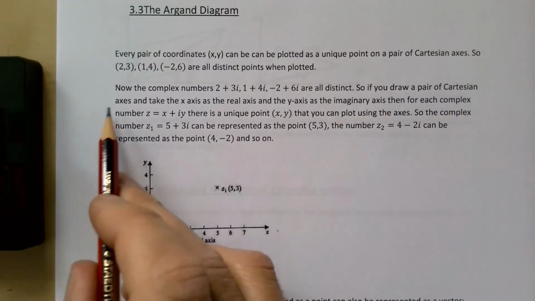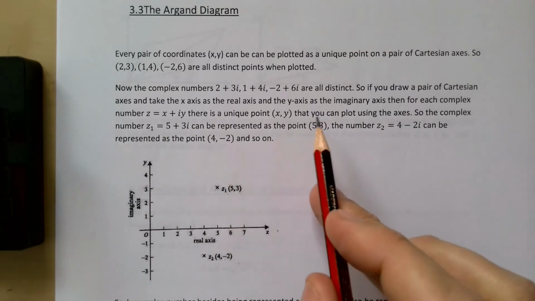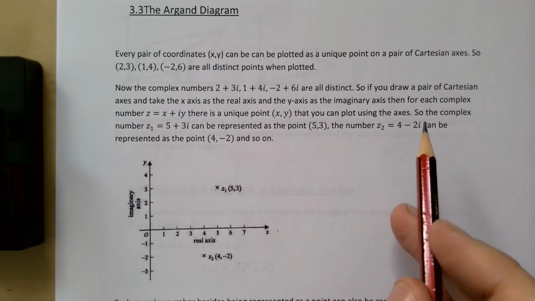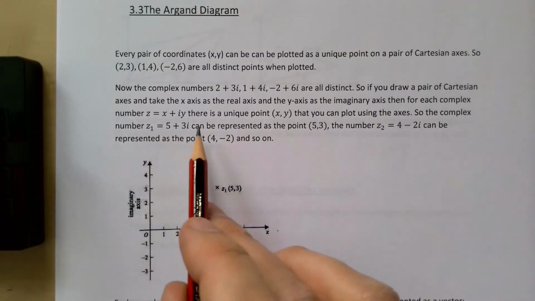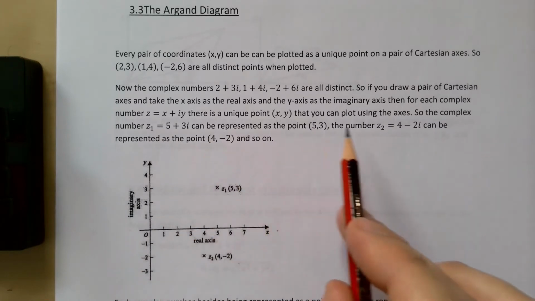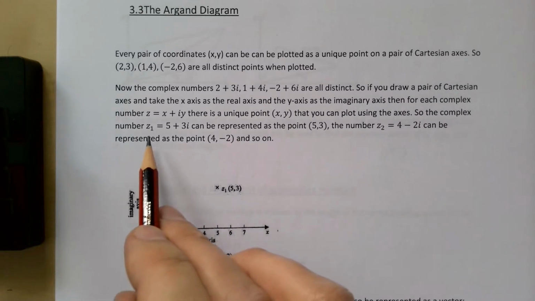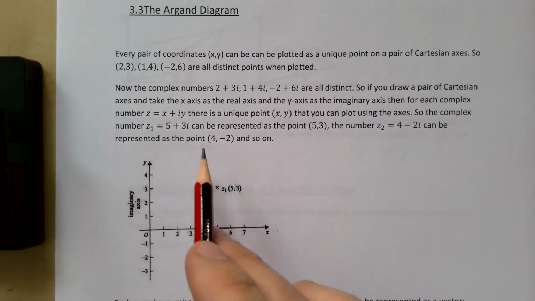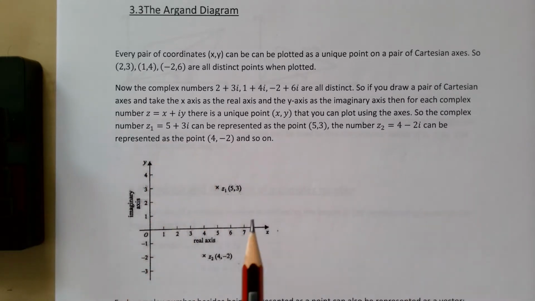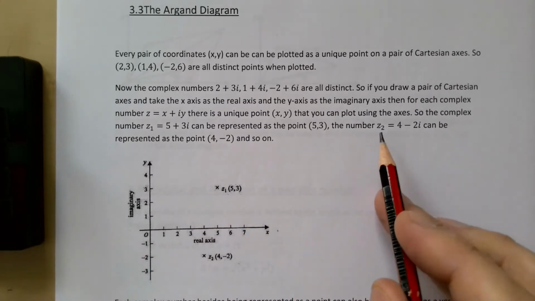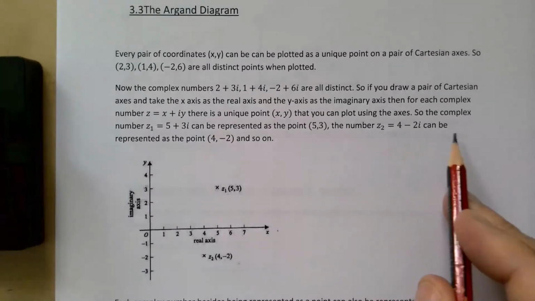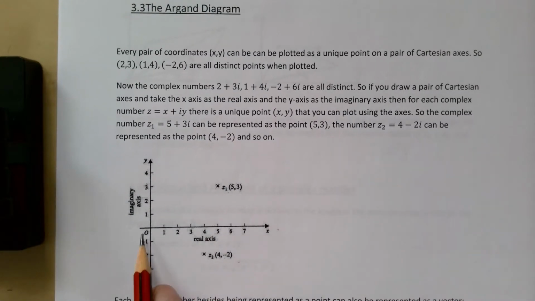So if you have a pair of Cartesian axes, the x-axis the real axis and the y-axis the imaginary axis, then for each complex number z = x + iy, there is a unique point (x, y) that you can plot using the axes. So the complex number z1 = 5 + 3i can be represented then by the point (5, 3). So you can see it here, 5 across and 3 up. In the same way, z2 = 4 − 2i can be represented by (4, −2).